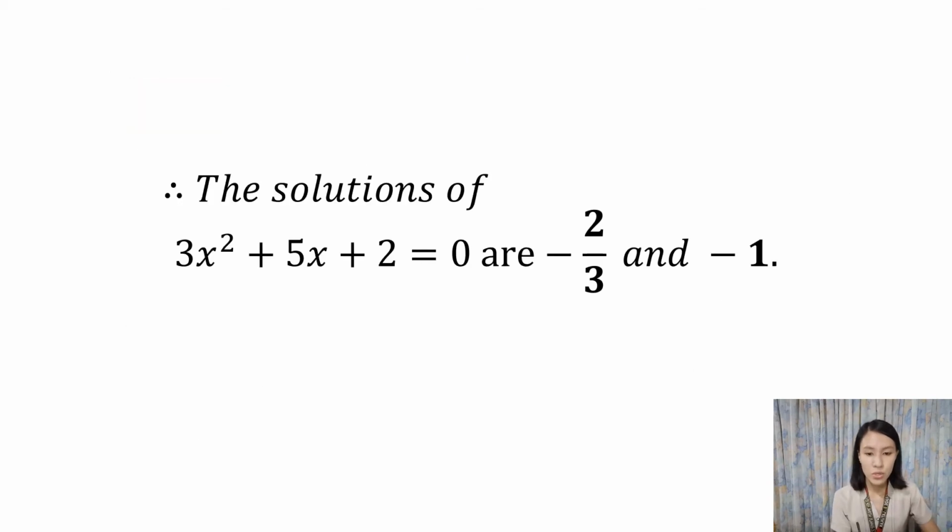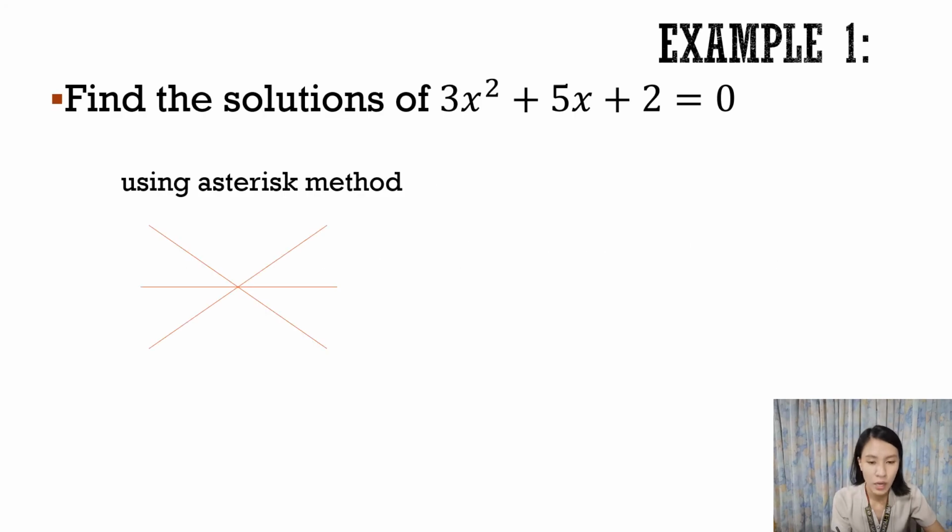Therefore, the solutions of 3x squared plus 5x plus 2 equal to 0 are negative 2/3 and negative 1. So now I will be teaching you the second method in solving quadratic equations by factoring. So let us have example number 1. We will have the same given, but we will use a different method in solving it.